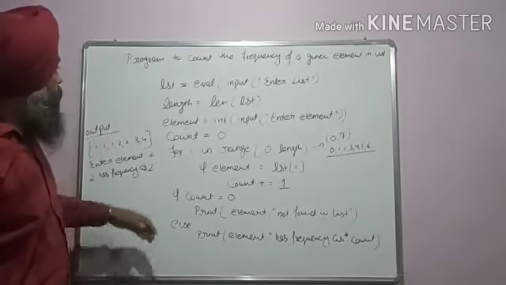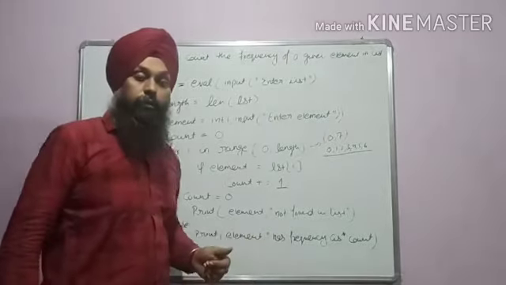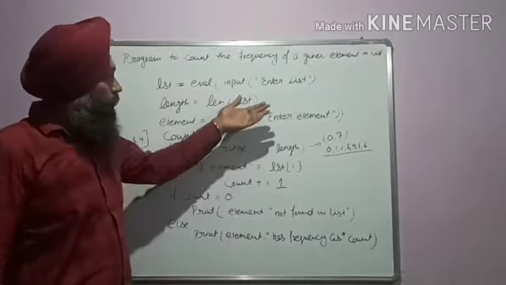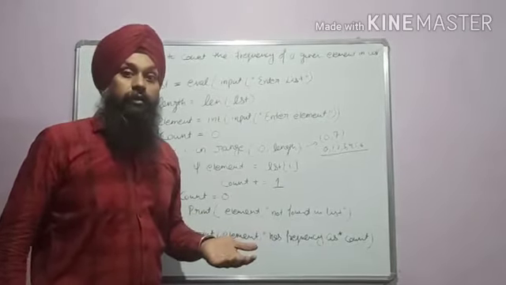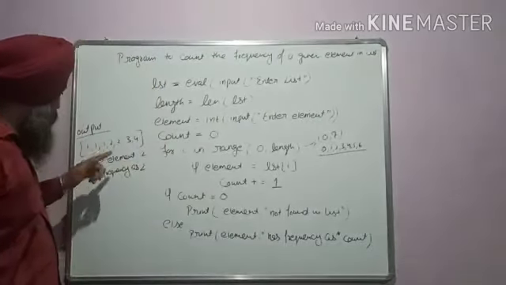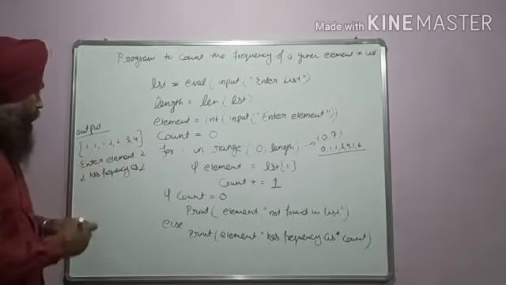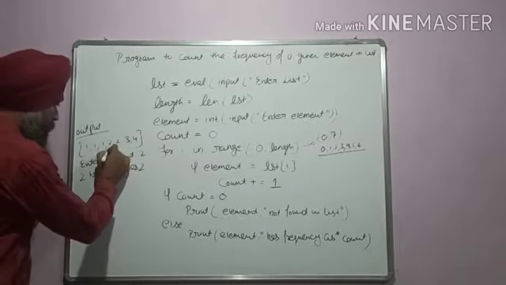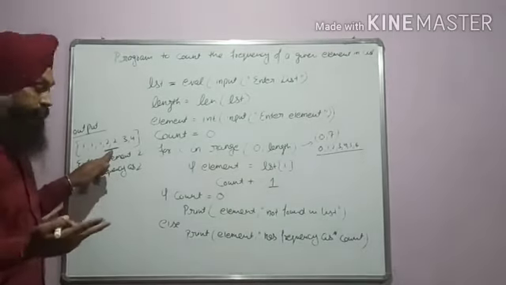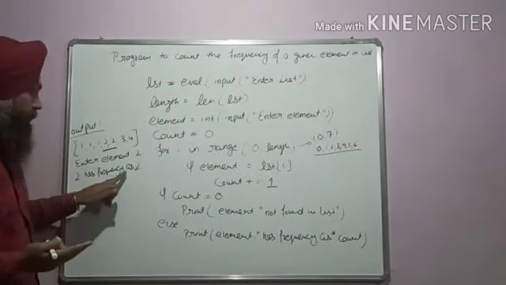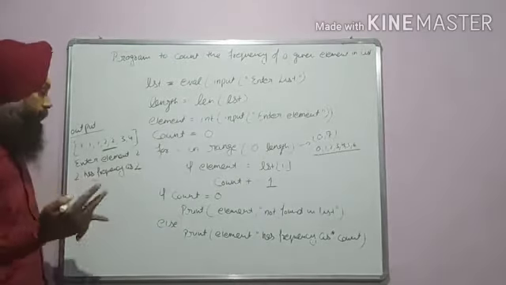Now we have the program to count the frequency of a given element in a list. Frequency means here we will calculate how many times an element is occurring in the given list. For example, here we have the list 1, 1, 1, 2, 2, 3, 4. If I want to find the frequency of the element 2, the element 2 is coming twice. So 2 has a frequency of 2 because it occurs 2 times in the list.